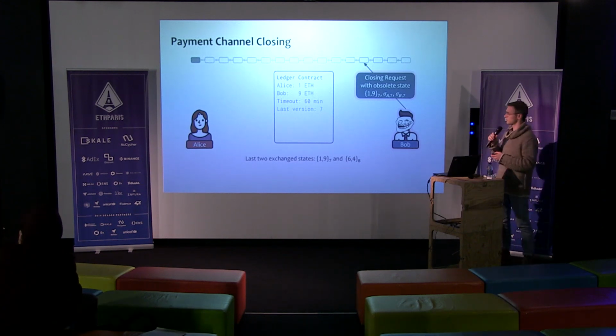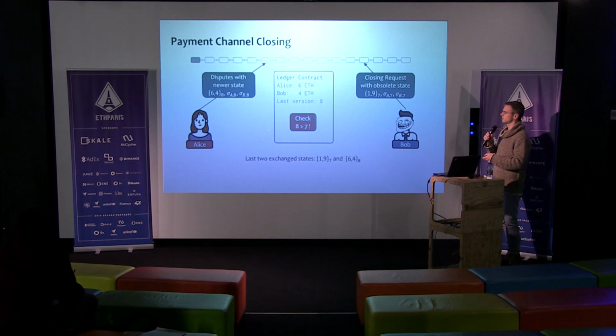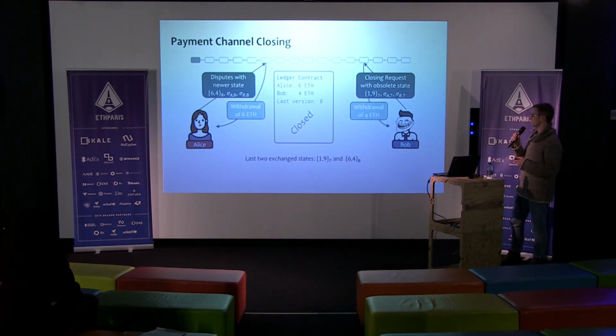So now there's a timeout of 60 minutes in which Alice can react. Of course, she does react. She sends the newest state. This smart contract can check that 8, in this case, is higher than 7. So this state will actually be initiated. And at that point, they can both withdraw their latest state.